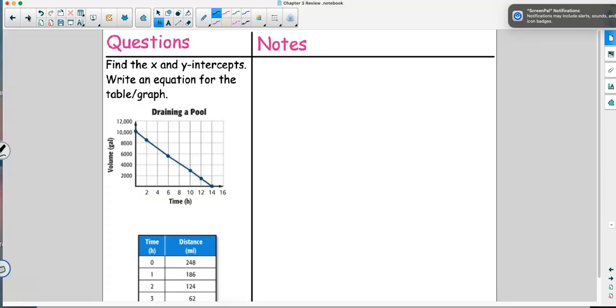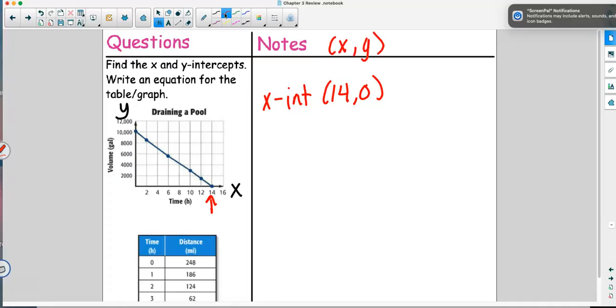Find the x and y intercepts. Remember when we did this in chapter 3, it's where it landed on the x and the y axis. Our x-intercept would be at 14, 0. Notice that the other letter in our x and y intercept is always equal to 0. Our y-intercept is when x is 0 and our y in this case is 10,000.